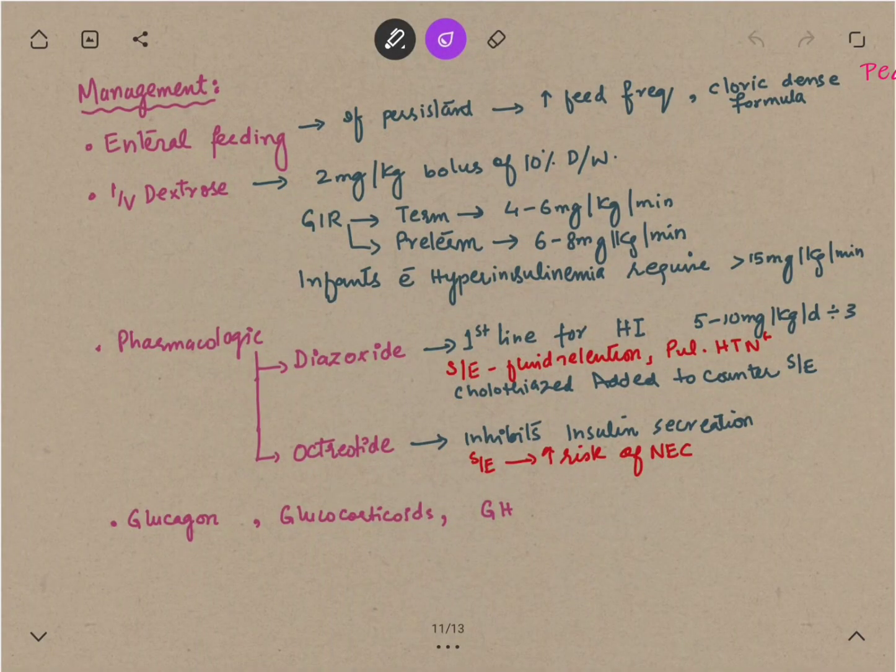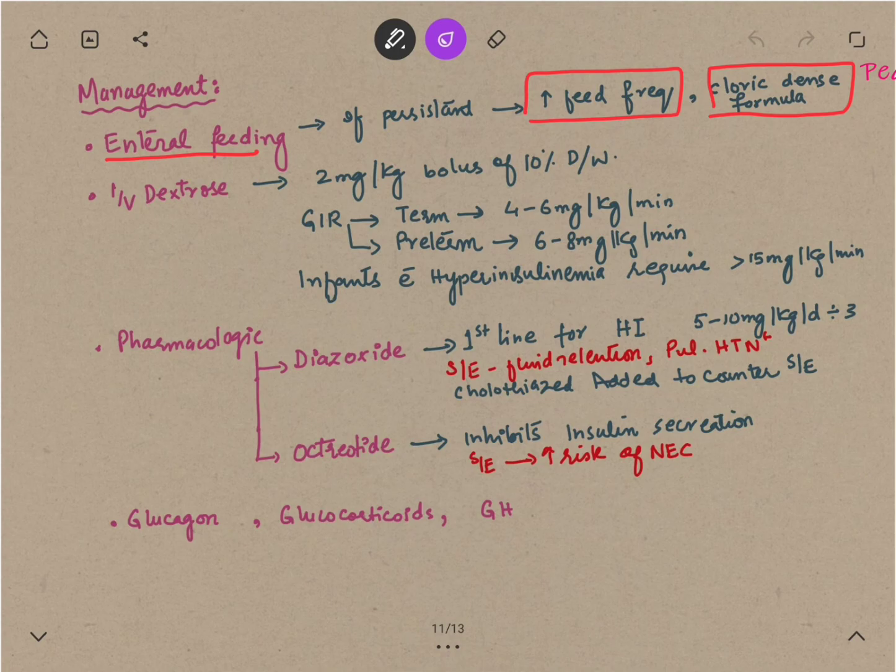Regarding management, if we encounter a child with hypoglycemia, first of all, we try to establish enteral feeding. But if the hypoglycemia is still persistent, apart from enteral feeding, then we need to increase the frequency of feeding, and we can increase the caloric density or we can use fortified formulas.